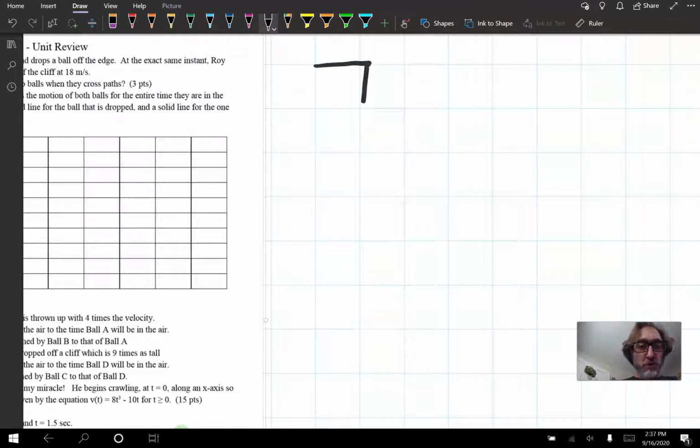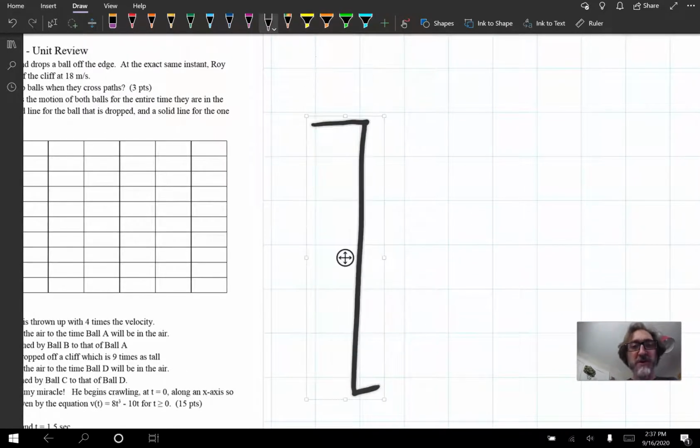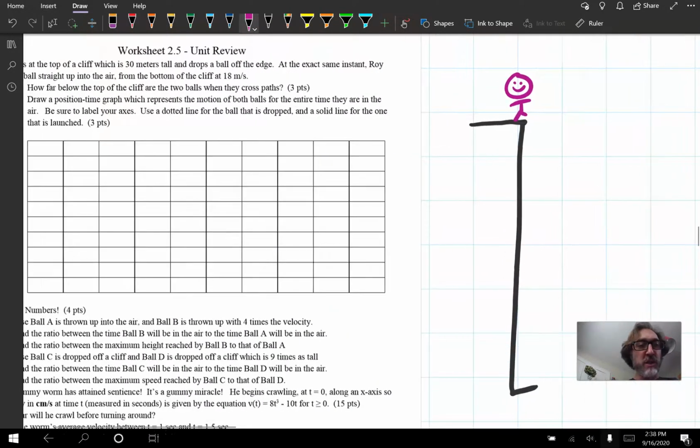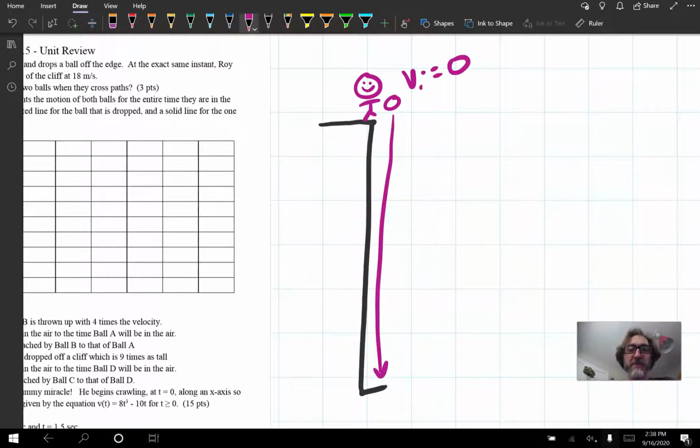Okay, so here's Sally. I was trying to draw her purple and it didn't take. There we go. So here's Sally. Hello. So let's see, what happens? She drops a ball off the edge. So v_i is 0, and it's going to fall a distance of 30 meters.